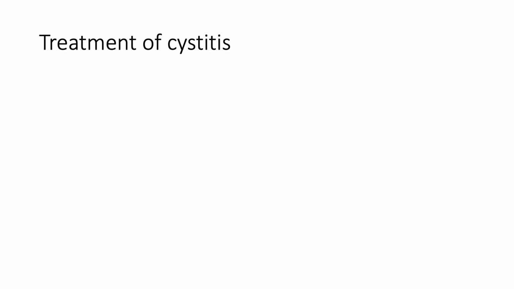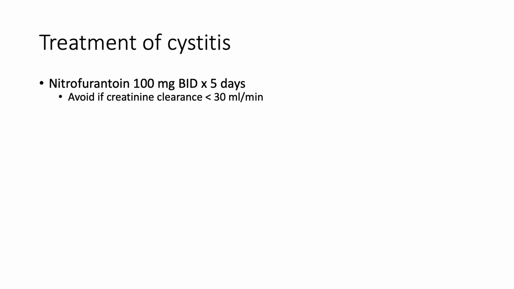Now, for treatment of cystitis, just a bladder infection, the first line treatment is going to be nitrofurantoin, and it's 100 milligrams twice a day for 5 days. You don't want to use this in patients who have poor kidney function because the antibiotic won't be concentrated in the urine if their creatinine clearance is less than 30. But in most patients, for empiric choices of treating cystitis, nitrofurantoin is your first line.